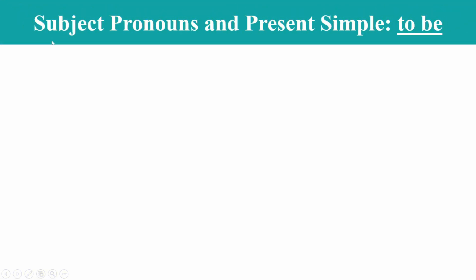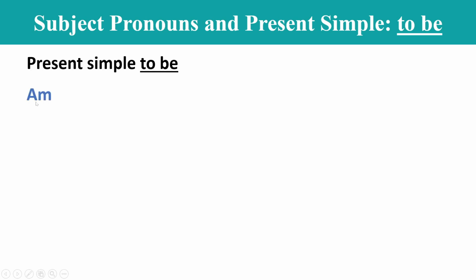In this part of the lesson, we're going to learn to be verbs. Actually, to be verbs in English can have different tense forms, like present form, past form, future form, and so on. Here, we're going to cover present simple to be verbs.